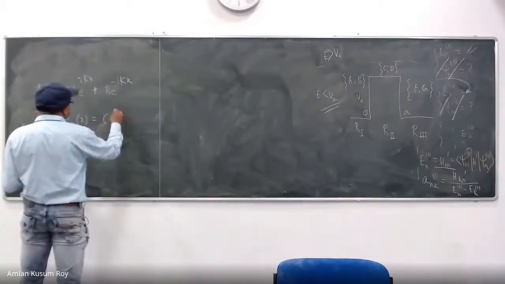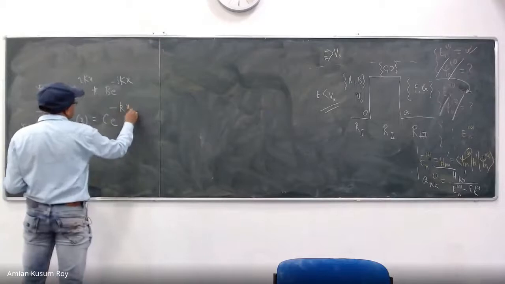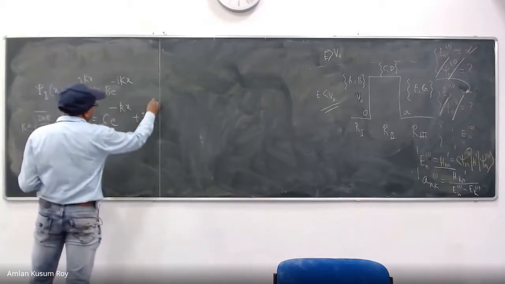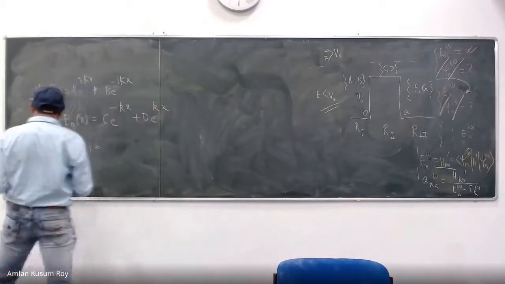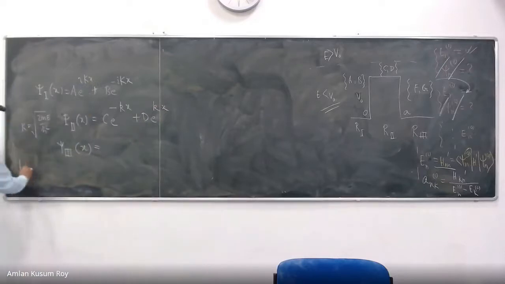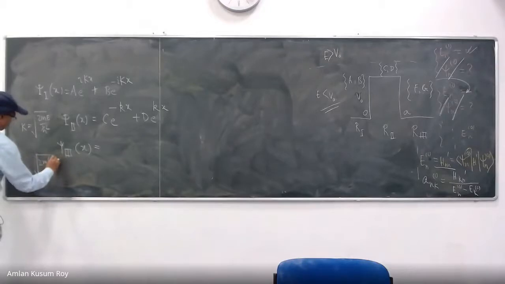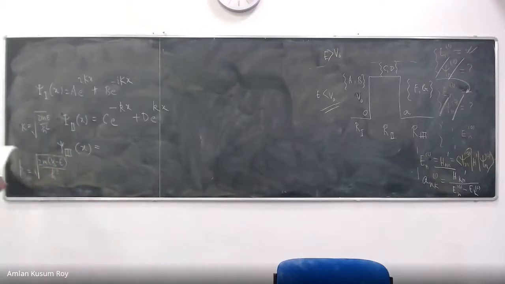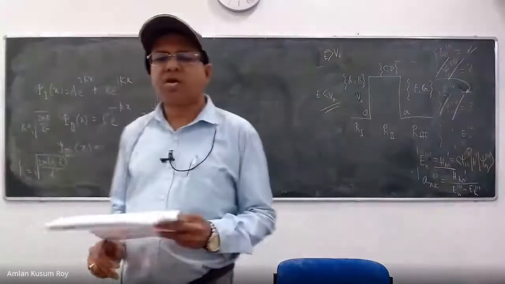Sir, C e to the power kappa x plus D e to the power minus kappa x. We'll write the minus on this side: C e to the power minus kappa x, D e to the power kappa x, that's fine. And what is kappa? Kappa is root over twice m into V0 minus E over h cross squared, right, Rohan? Yes, sir. Okay.